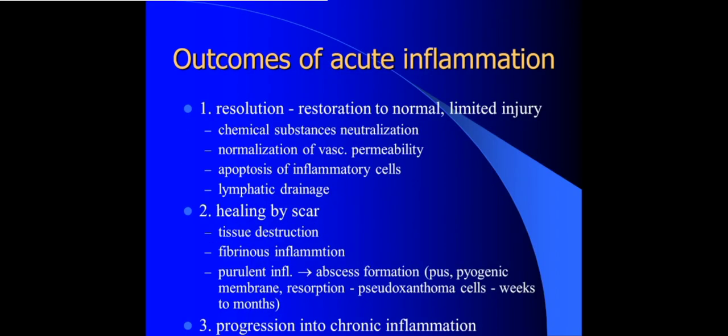Outcome of acute inflammation. Resolution: restoration to normal, limited injury. What happens in resolution? In acute inflammation, the chemical substances are neutralized, with normalization of vascular permeability, apoptosis of inflammatory cells and lymphatic drainage.